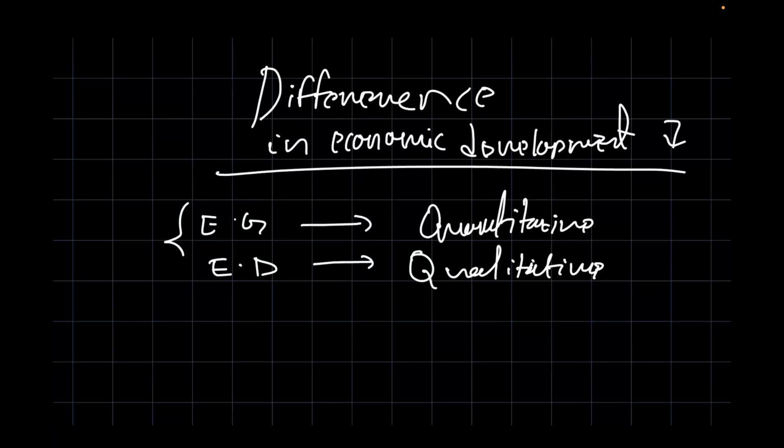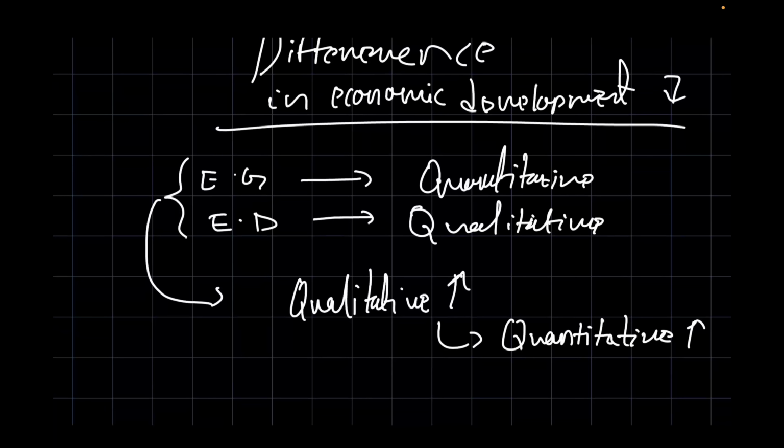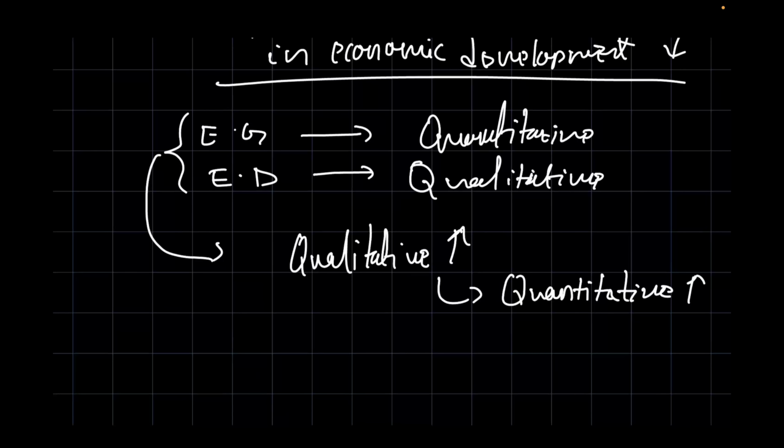Now, one of the key things that you need to know is that a qualitative rise slowly does lead to a quantitative rise. It slowly does though. So qualitative increases could be factors such as living standards, etc., which we explored in the previous video.